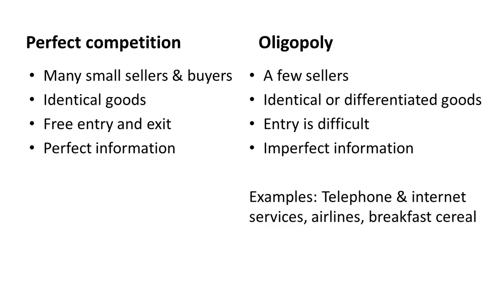Some examples of markets that are oligopolies are the market for telephone and internet services in Canada, where there are 3 to 5 major players depending on which province you're in. The market for airline flights in Canada, where there are 2 major players that dominate the market, Air Canada and WestJet, along with some other smaller competitors. And the global market for breakfast cereal, where there's actually 4 large competitors, Kellogg's, General Mills, Post, and Quaker Oats, which together have 86% of the market share.